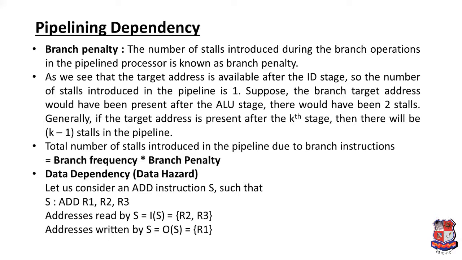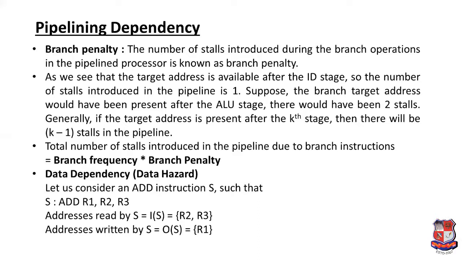Suppose the branch target address would have been present after the ALU stage, there would have been 2 stalls. Generally, if the target address is present after the kth stage, then there will be k-1 stalls in a pipeline. So the total number of stalls introduced in a pipeline due to branch instructions is equal to branch frequency times branch penalty.